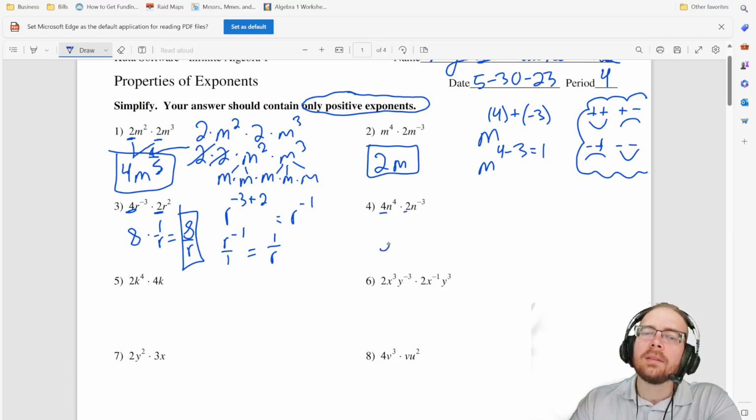4 and 2 make 8. And then that's going to be n to the 4th plus a negative 3, aka minus 3. So that's going to be n to the 1st power, which is just n.